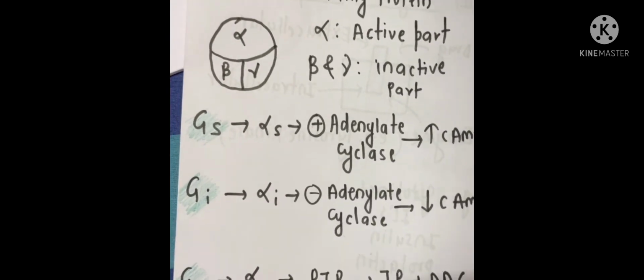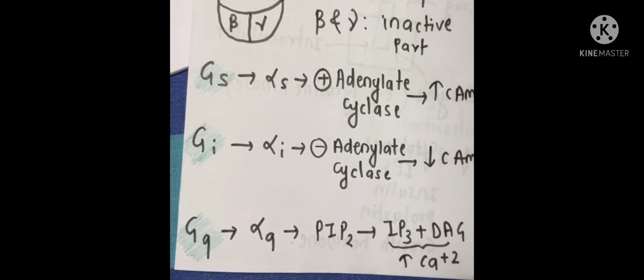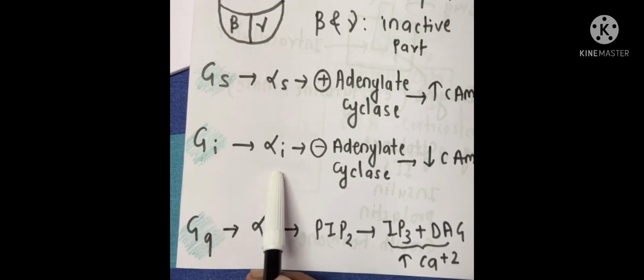The first type is alpha S, which activates the adenylate cyclase and increases the cyclic AMP. Alpha I inhibits the adenylate cyclase and decreases the cyclic AMP, while alpha Q breaks down PIP2 into IP3 plus DAG and increases the calcium. So we can say that this G protein coupled receptor has both stimulatory as well as inhibitory functions.